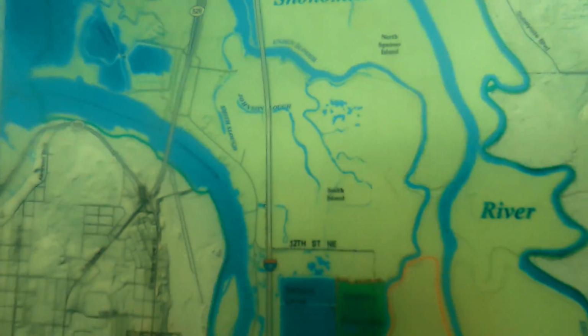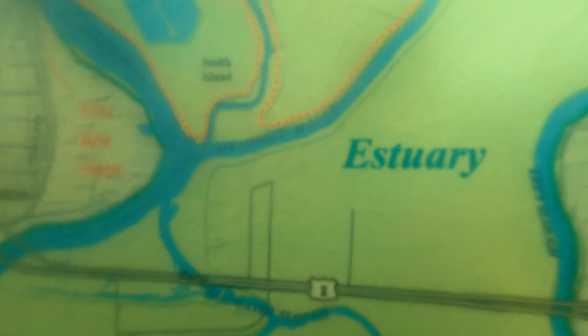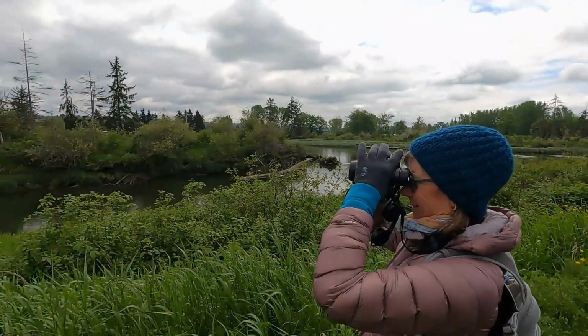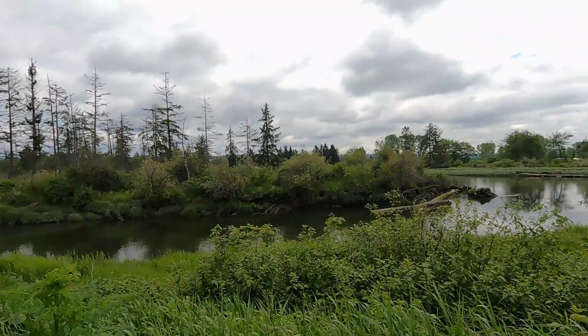I went out to Everett's Snohomish River estuary. Estuaries are incredibly biodiverse places with many different species. Having binoculars is very helpful when exploring an estuary.